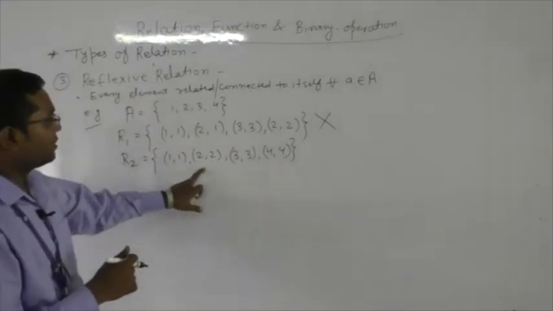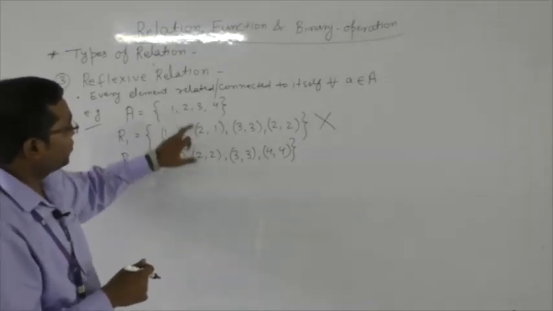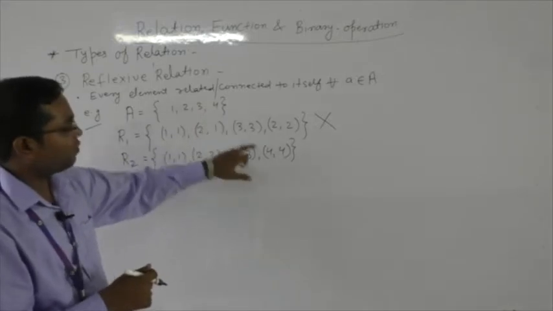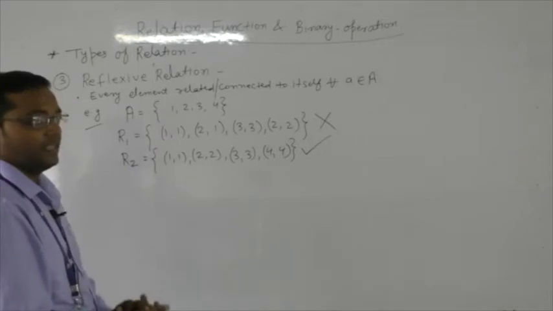Is this a reflexive relation on this set A? Let's check. 1, 1, yes. 2, 2, yes. 3, 3, yes. 4, 4, yes. Hence, this is the reflexive relation on this set A.